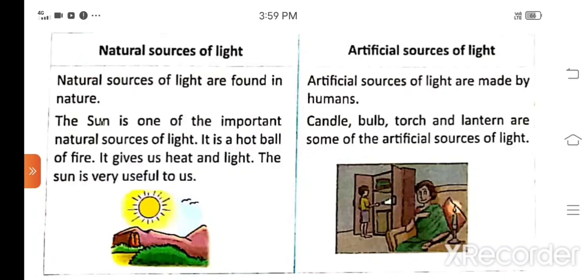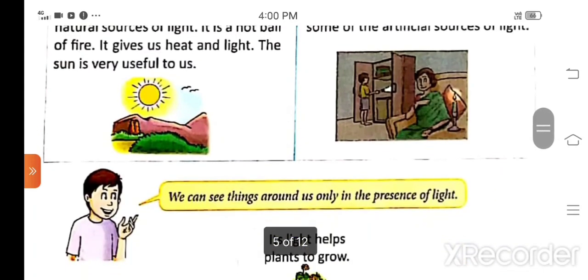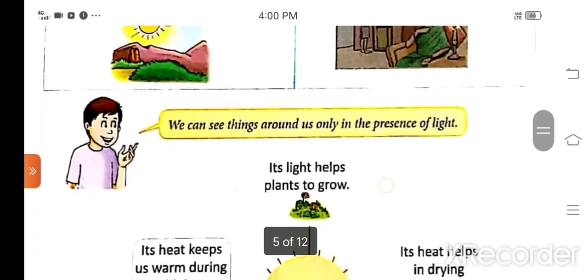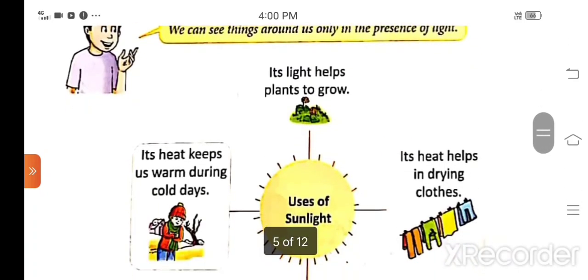So everyone needs light, so that everyone can do his work. So everyone needs the candle, bulb, torch, etc., so that everyone can do the work during night. We can see things around us only in the presence of light. If there is no light, we cannot see anything around us.